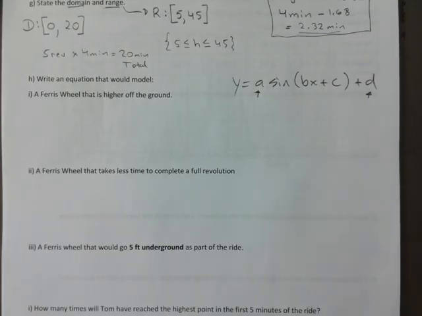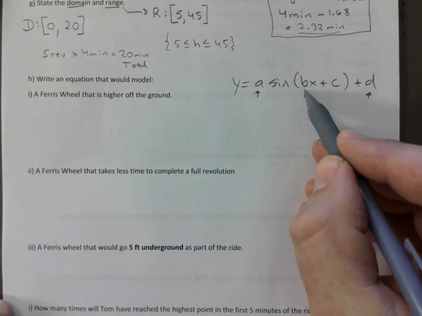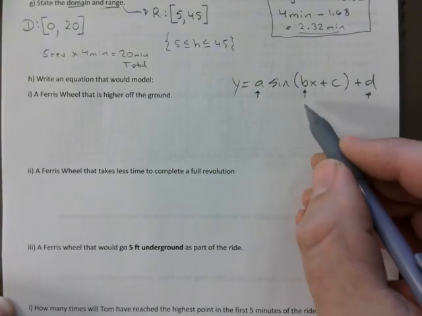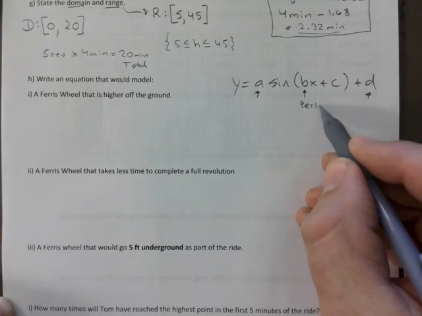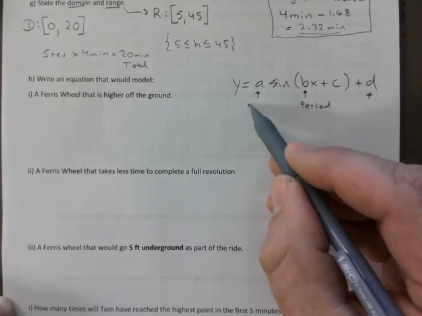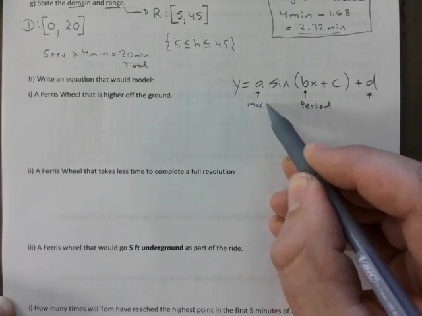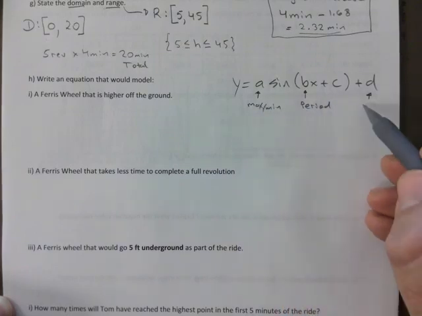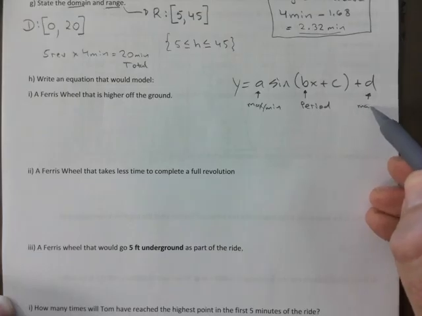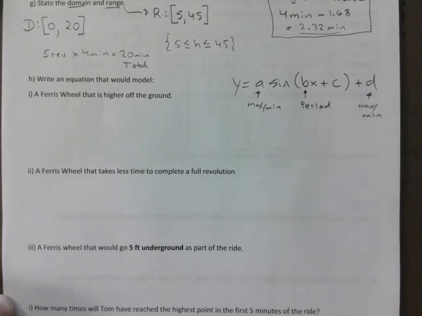Okay. What would happen if you change this? It would affect your period. Okay. This would actually affect the max and the min. This would also affect the max and the min, as well as the median. It would shift the whole thing up and down.